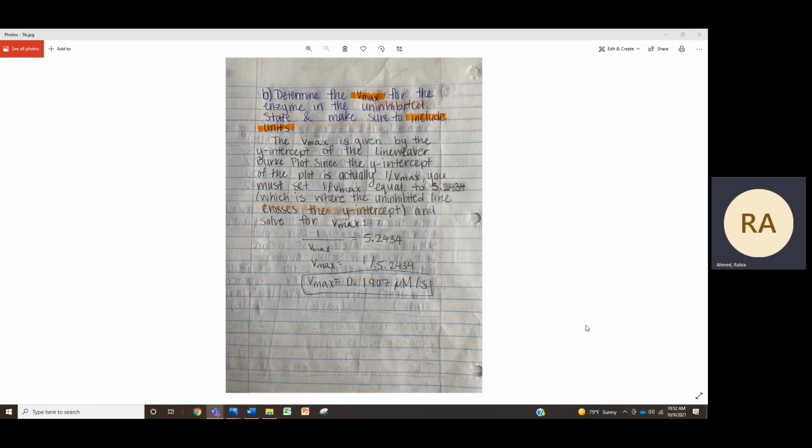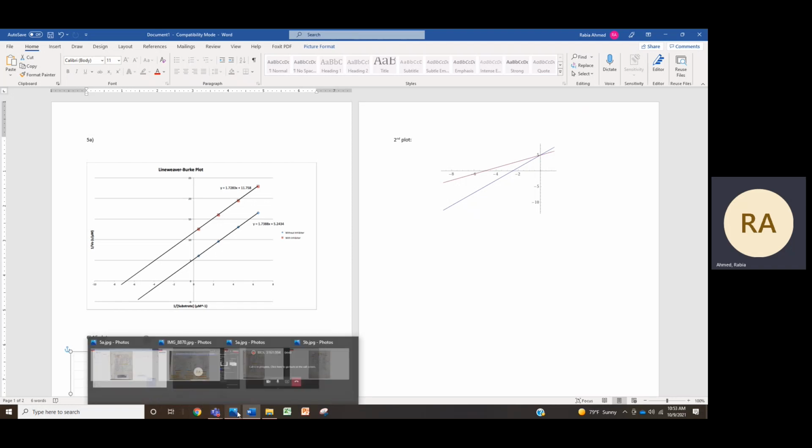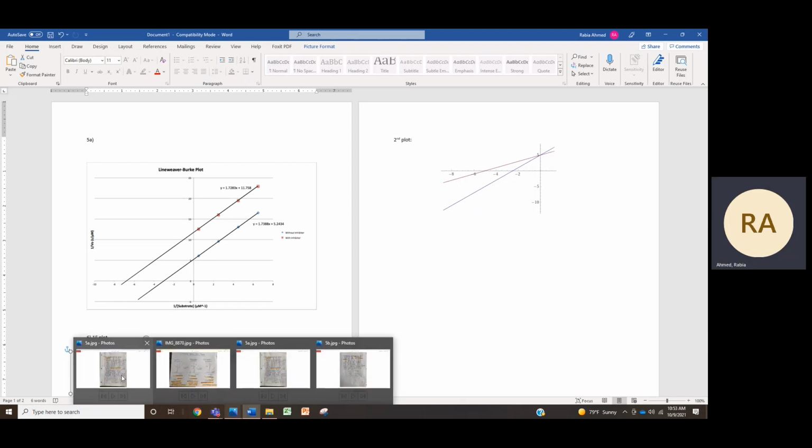See, it's this one. So this one is without the inhibitor. So our y-intercept is 5.2434. But remember, our y-axis is 1 over v, so it's the inverse, correct? So we're trying to find the Vmax itself. That's why we have to take the inverse of this. So basically just do simple algebra.